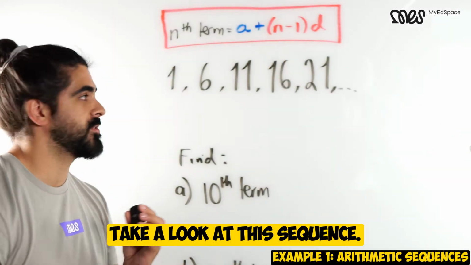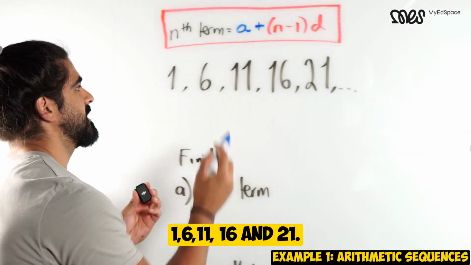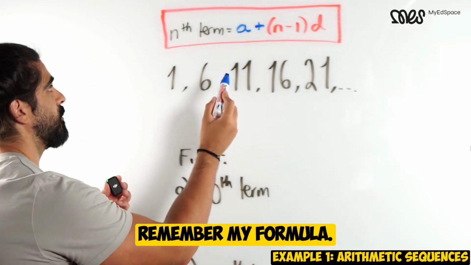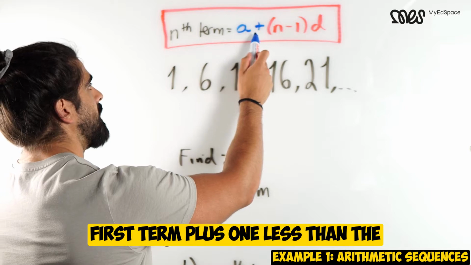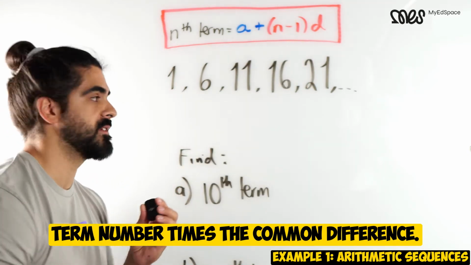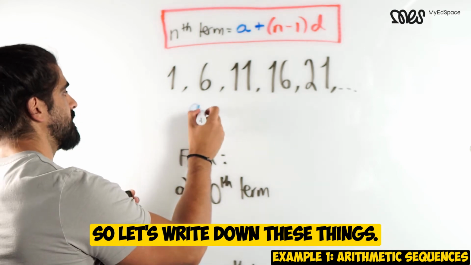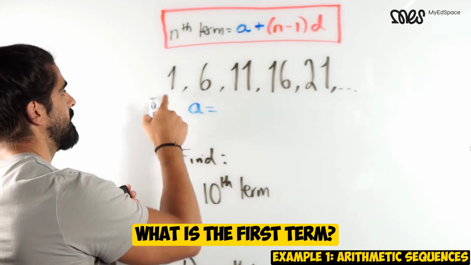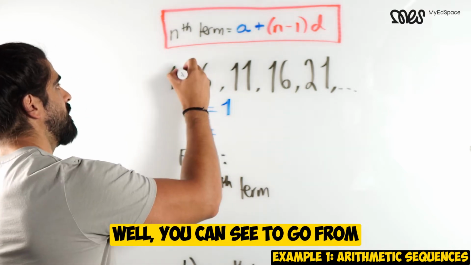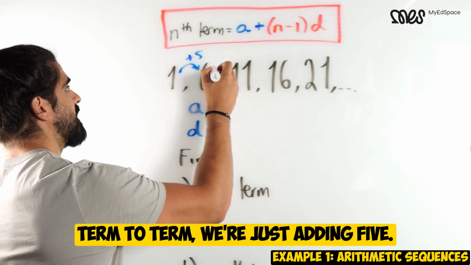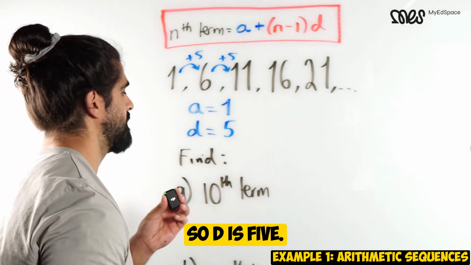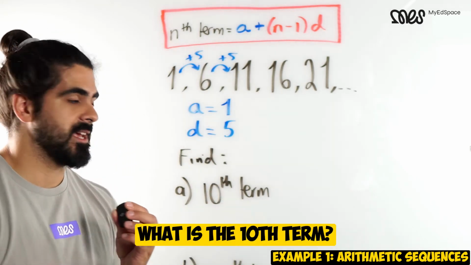Take a look at this sequence. 1, 6, 11, 16, and 21. I want to find the 10th term. Remember my formula? First term plus 1 less than the term number times the common difference. So let's write down these things. What is the first term? Well, it's just the number 1. What is the common difference? You can see to go from term to term, we're just adding 5. So D is 5. What is the 10th term?